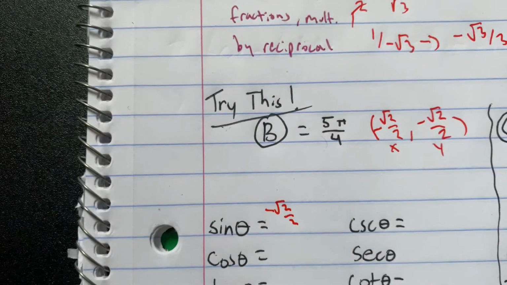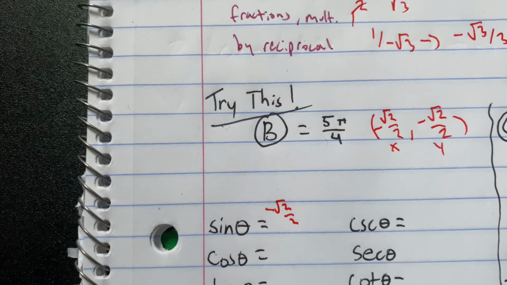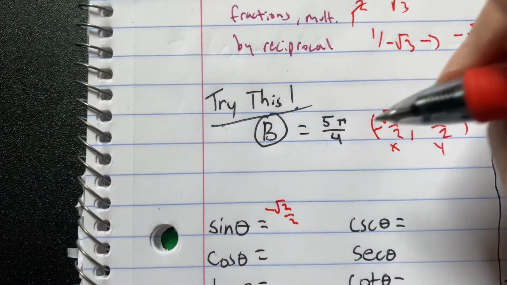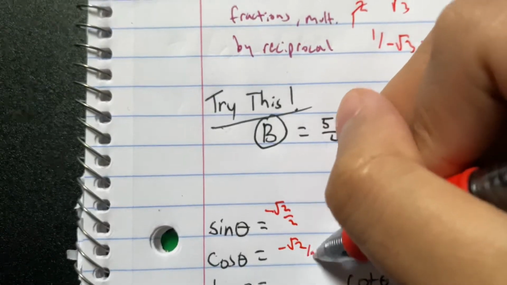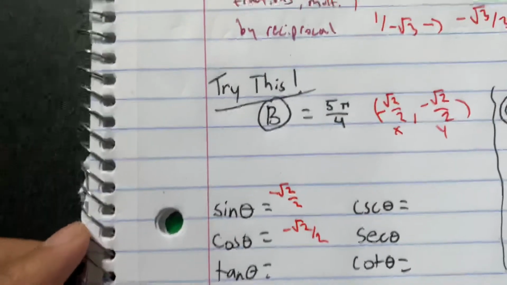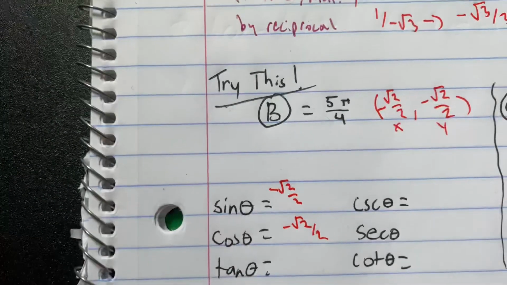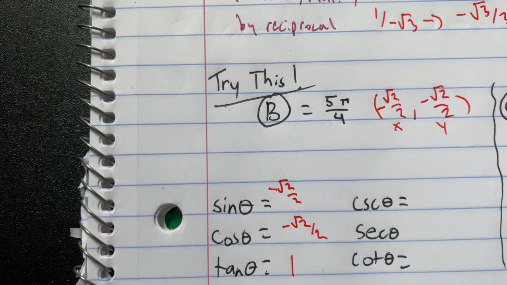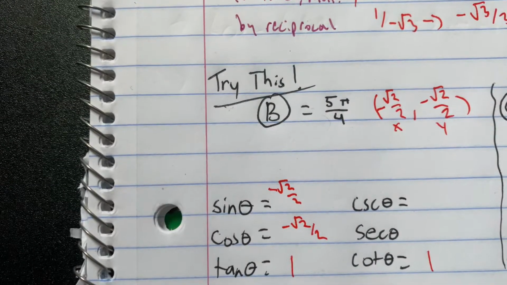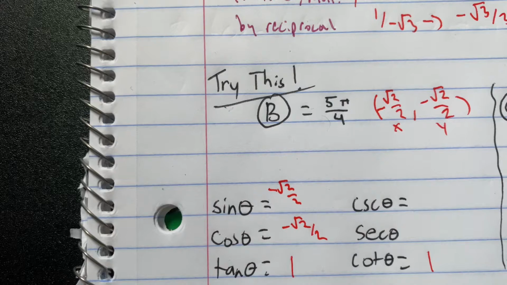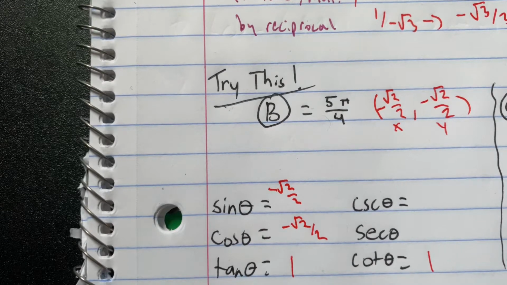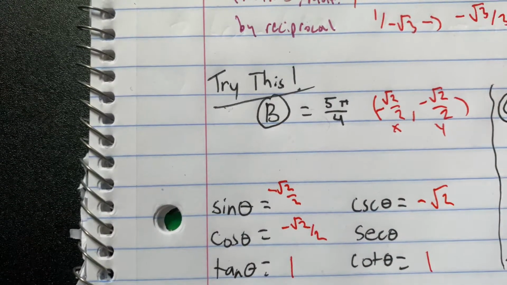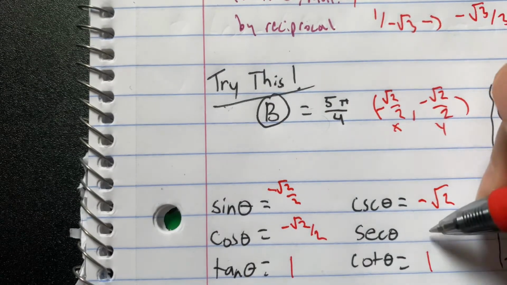If you got that, it's y over r. And then cosine is x over r, which our r is 1. So we got another negative square root of 2 over 2. Tangent is this divided by this, which would give us 1. So we know the reciprocal of 1 is 1. And then the reciprocal of the negative square root of 2 over 2 is 2 over negative square root of 2, which would just be negative square root of 2 because the 2 will cancel out. And same thing for this.